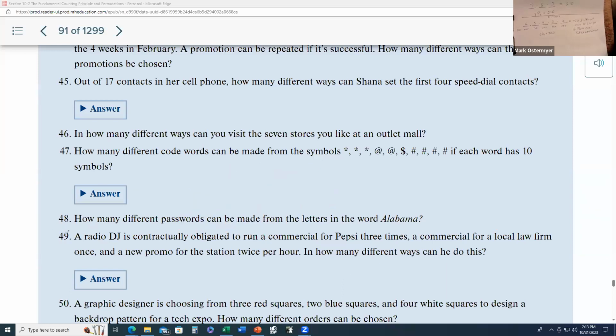All right, number 49, throw this in your classwork. A radio DJ is contractually obligated to run a commercial for Pepsi 3 times, a commercial for the local law firm once, and a new promo for the station twice per hour. How many different unique ways can he do this in 1 hour? Go ahead and see how many different arrangements are possible in 1 hour to run these commercials.